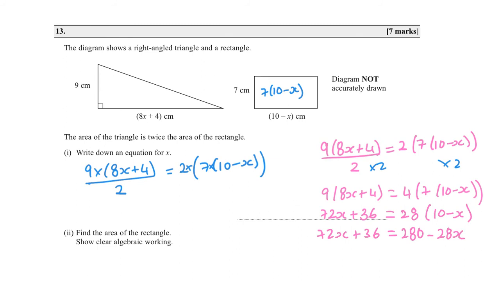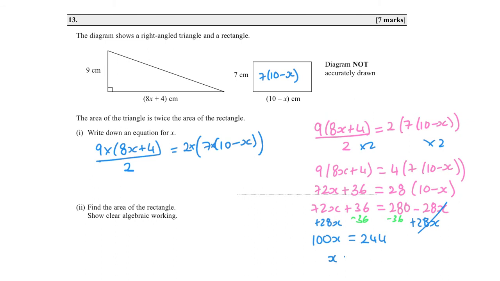So what I'm going to do is I'm going to add 28x to both sides. Okay, so that's going to cancel. 72 plus 28 is 100x. And I'm going to minus 36 from both sides. So this is going to equal 280 minus 36, which is 244. Divide both sides by 100. And I get 2.44 is my x.